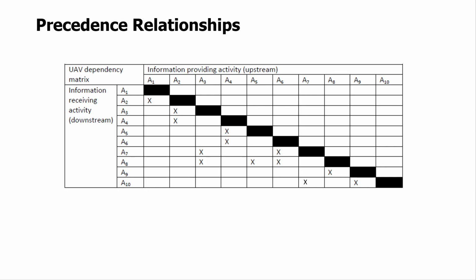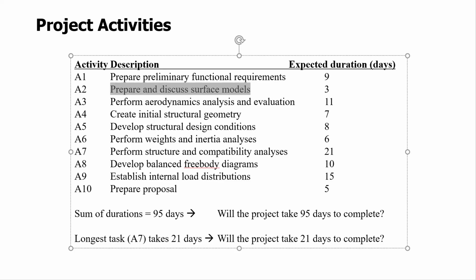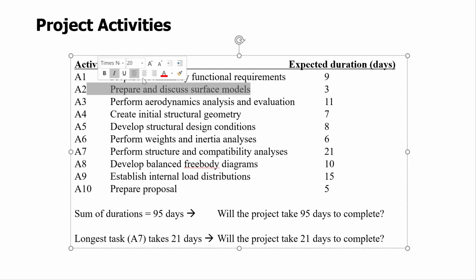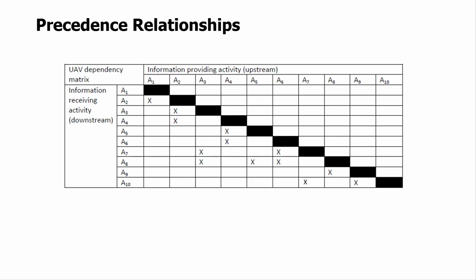So before you prepare and discuss surface models, you need to first prepare preliminary functional requirements. And before you do 3 and 4, perform aerodynamic analysis and evaluation, and create initial structural geometry, you need to first finish activity 2, which indirectly requires activity 1 to be completed. But activities 3 and 4 can be done in parallel, as we see from this matrix. Activity 3 doesn't require activity 4 before, and activity 4 only requires activity 2; there's no X here. So this is one way to represent precedence relationships.